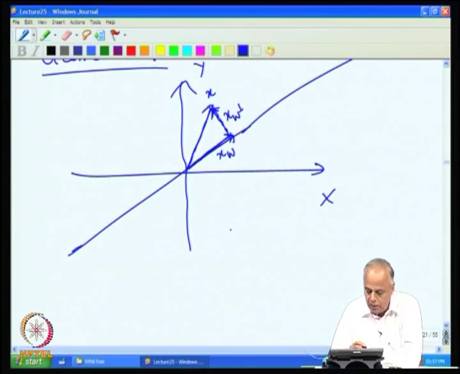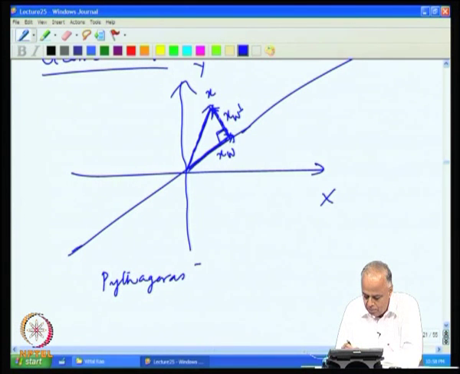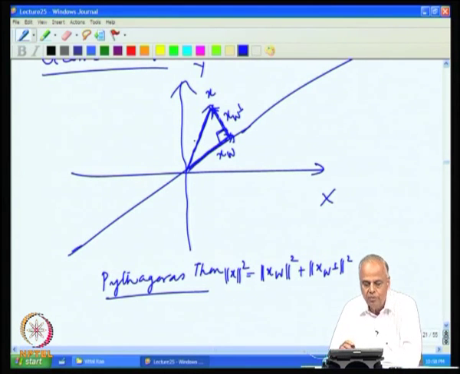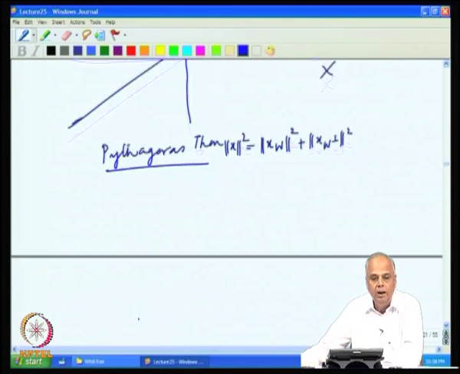Now, in geometry, when we have such a projection idea, this angle being an orthogonal 90 degrees, we know by Pythagoras theorem the length of the hypotenuse squared is equal to the sum of the squares of the lengths of the other two sides. So, the Pythagoras theorem says in R2 that the length of this vector x w squared plus the length of the vector x w perp squared is the length of the hypotenuse squared. Now, since we have generalized this projection idea, can we generalize this Pythagoras theorem also? And in fact, this is true.